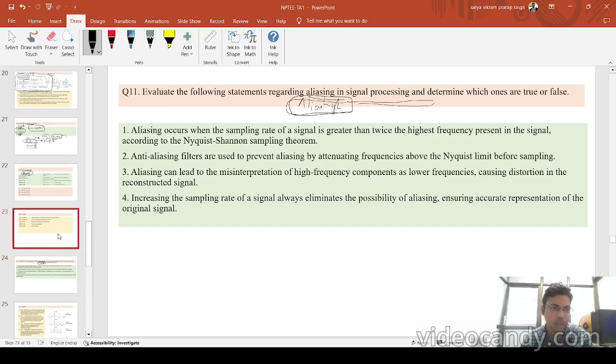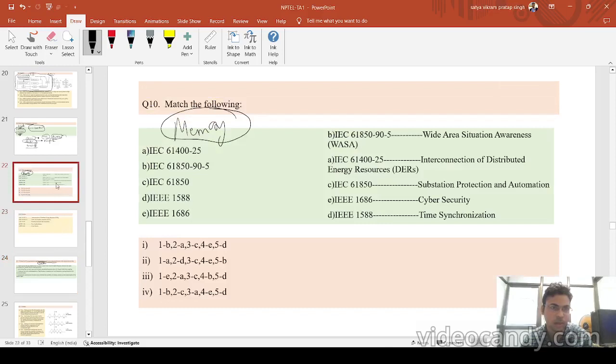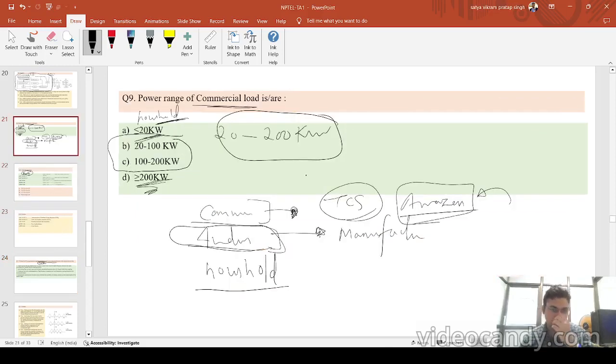Question 9. Somebody asking, please explain question 9. Okay, I am explaining question 9 again. I have said that there are three kinds of load consumers. First one is the commercial, second is industrial, third one is the household.